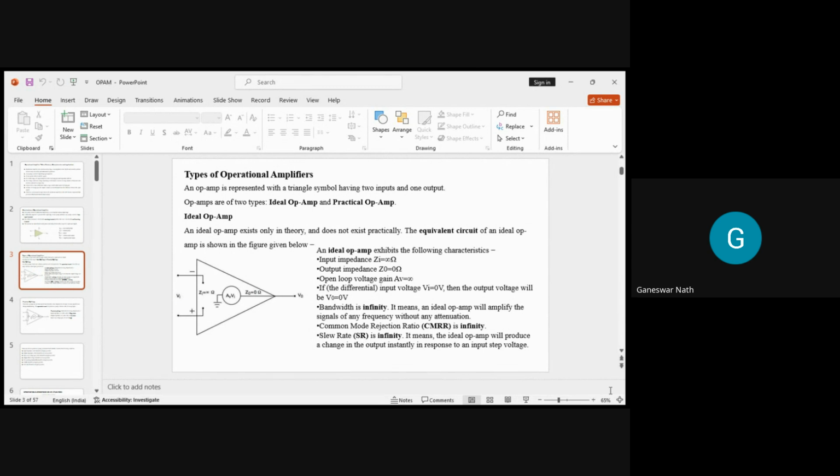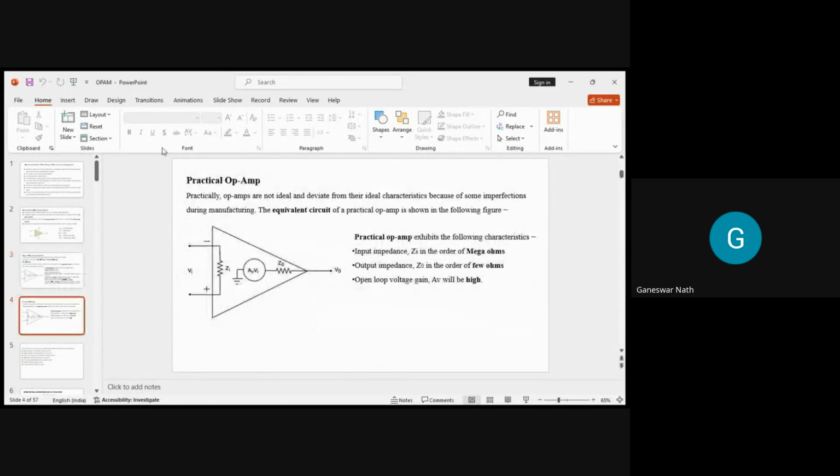And here you can find the common mode rejection ratio, CMRR, is infinity, and slew rate is also infinity. It means the ideal op-amp will produce a change in the output instantly in response to an input step voltage. So these are some characteristics of an ideal op-amp. Now we will mainly focus on the practical op-amp.